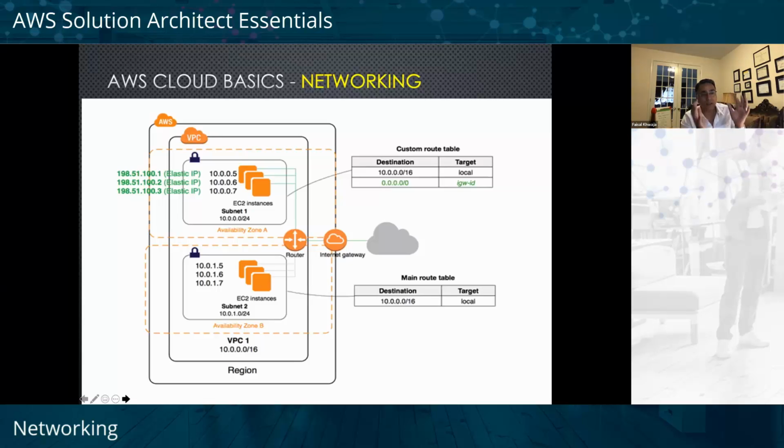Okay, so these are the components, right? You have the VPC, you have the subnets, you have your router, which has the routing table and determines that, and then you have the internet gateway, which is basically exposing all the traffic to and fro from the internet.